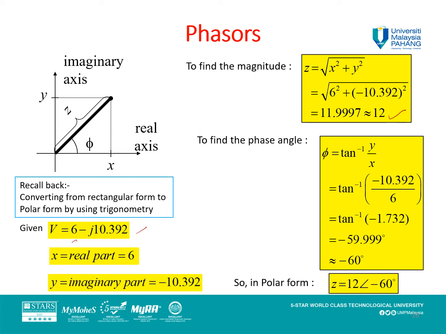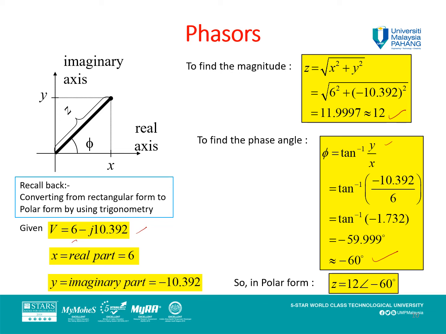Then how to get the angle? The angle is the arctangent of y over x. Just put the value of y over x, so you can get the angle of this trigonometry equation of the phasor. You get minus 60 degrees. So in polar form, directly you can get 12, and the angle is minus 60 degrees. From the trigonometric form you can also get the phasor equation, and the very easy way is by using your calculator.